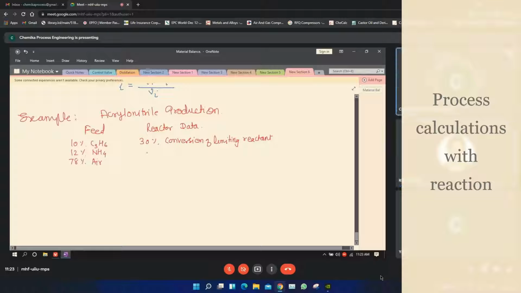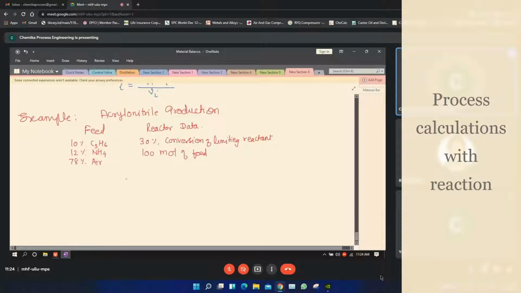So what they have considered is 100 moles as a feed basis, maybe per hour also you can consider. So we can determine which is the limiting reactant, and by what percentage each of the other reactants is in excess. Percentage excess we can calculate for the other reactants, and also we can calculate the molar amount of all products.